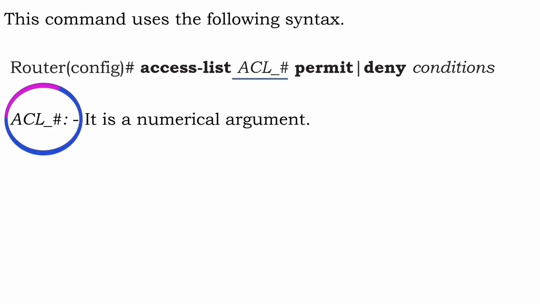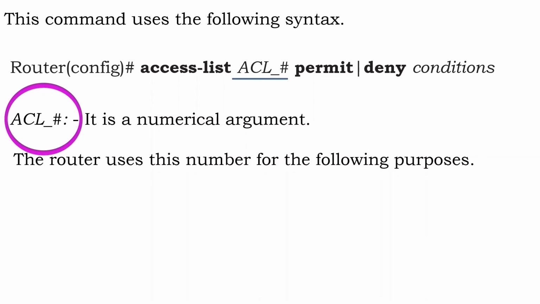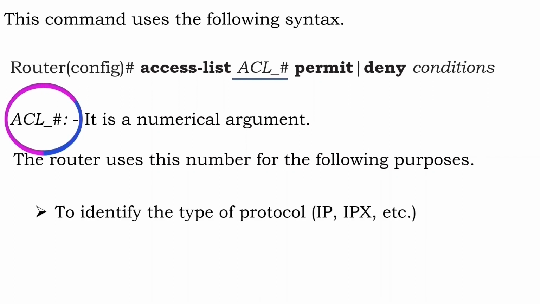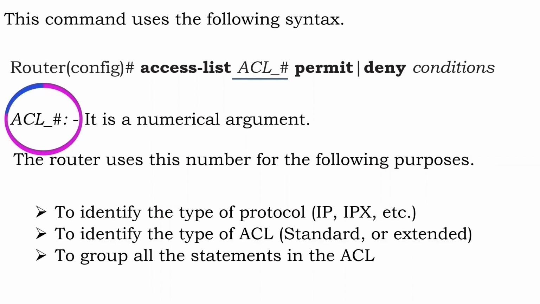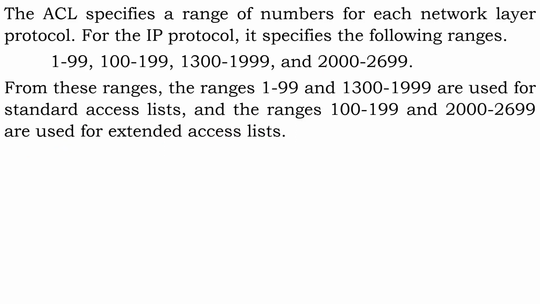The router uses this number for the following purposes: to identify the protocol that will use the ACL to filter the traffic, to identify whether it is a standard ACL or an extended ACL, and to group all the statements in the ACL. The ACL specifies a range of numbers for each network layer protocol.